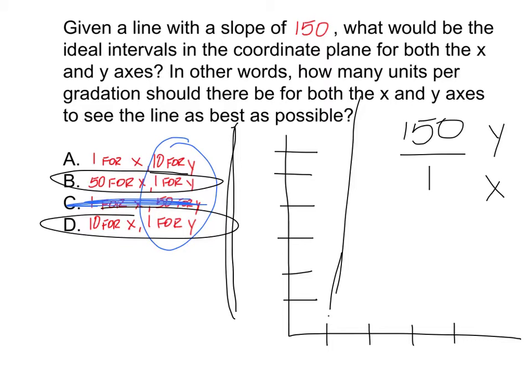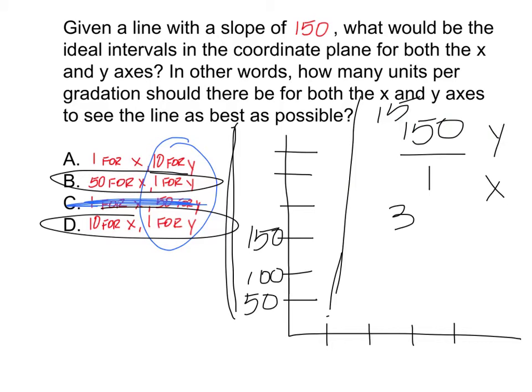The other 2 are still in play. Would I use 10 markings, which means I would have 15 of them for 150, or would I use 50, which means I would have 3 markings, 50, 100, 150. Which do you think is the better choice? He says C for 50. So on my graph, if I only went up 50, 100, and 150, then all of this would be contained just in this area here. It would be crammed down in there.